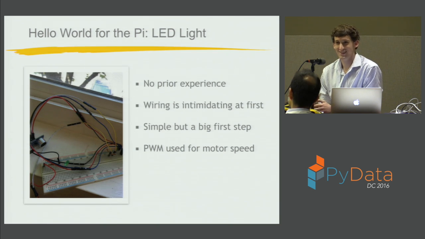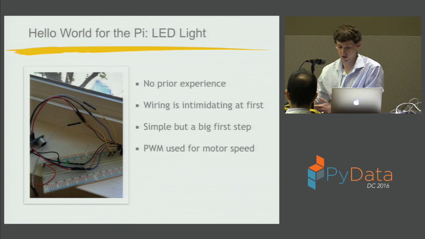The importance of the LED light is if you can get the brightness to change, it means you can get pulse width modulation working, which means that you can get your motor speeds to change. So it was just an LED light. I never actually used the LED light in my car, but it was the first step, the hello world, basically, of the Raspberry Pi. So it was a very big first step.